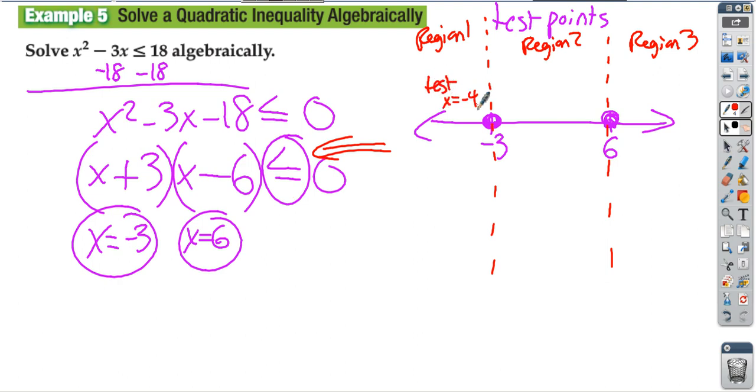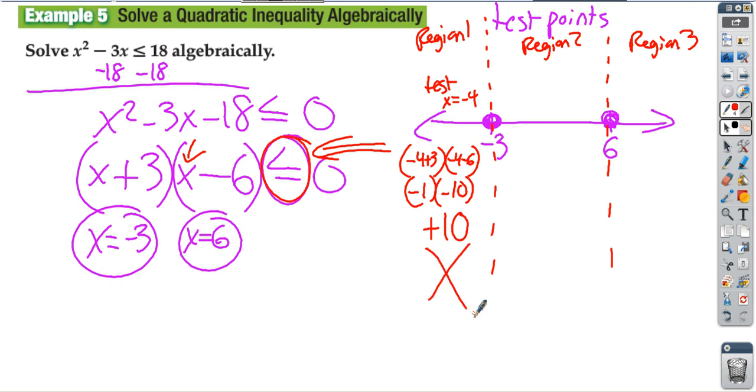We'll plug in negative 4 for x, so negative 4 plus 3, and negative 4 minus 6. This right here is negative 1, and this right here is negative 10. Negative 1 times negative 10 is positive 10. Positive 10 is not less than 0, so we don't want to include that region. We want only things that are going to give us numbers less than 0.